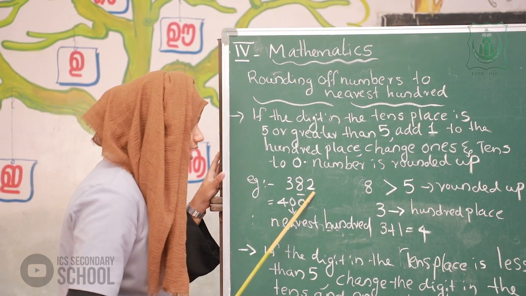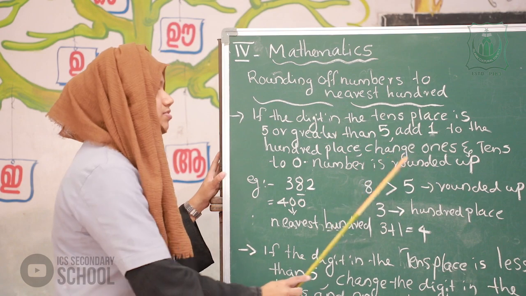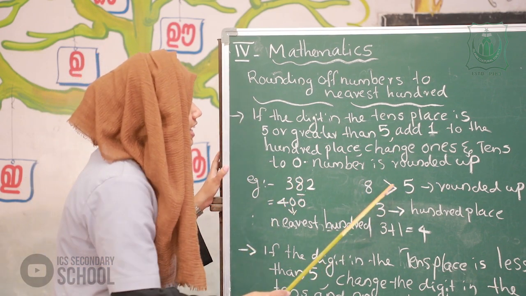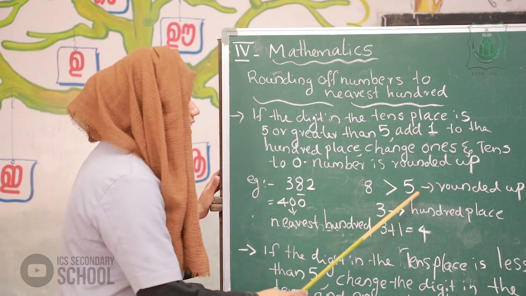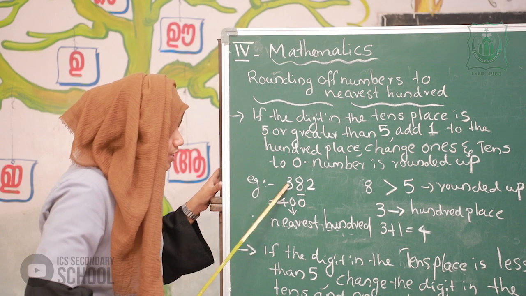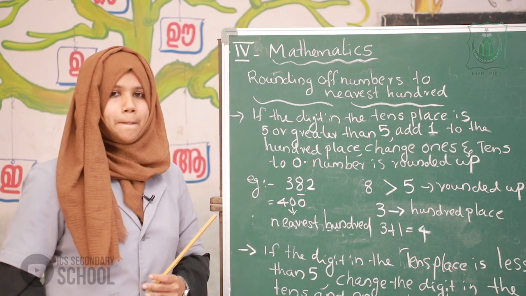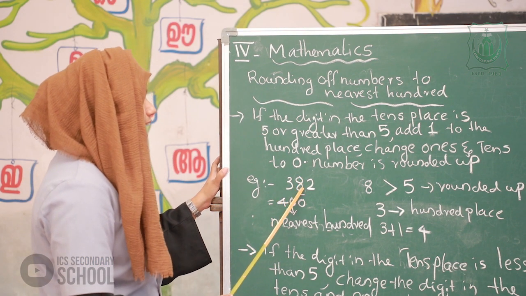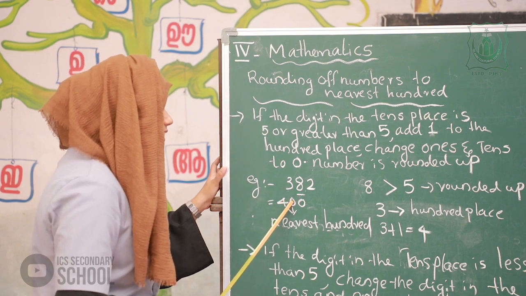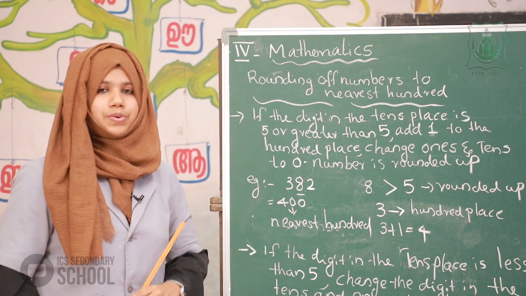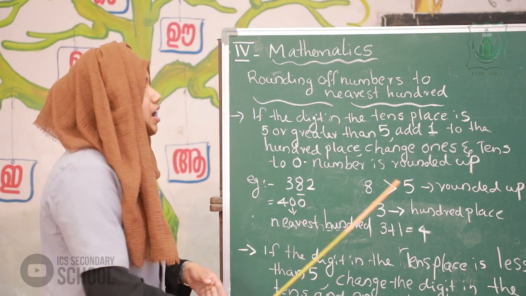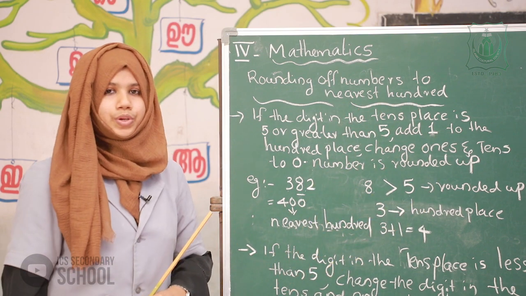In the case of 382, 8 is in which place? Tens place. And 8 is greater than 5. So add 1 to the 100 place. Then change the other places to 0. And this is rounded up.